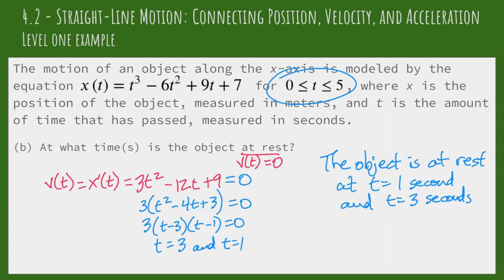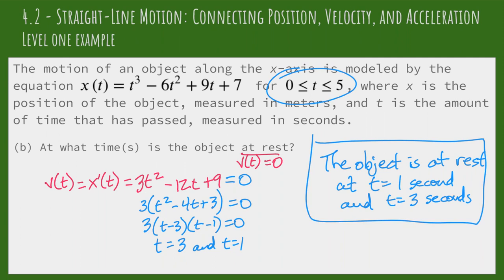So it starts at t equals 0, 1 second later, it pauses. 2 seconds later, so 3 seconds after the start, it pauses again. So at those two times, the object is at rest. I do want to point out, and we're going to need this later, that when the object is at rest are the only times that the object can change directions.